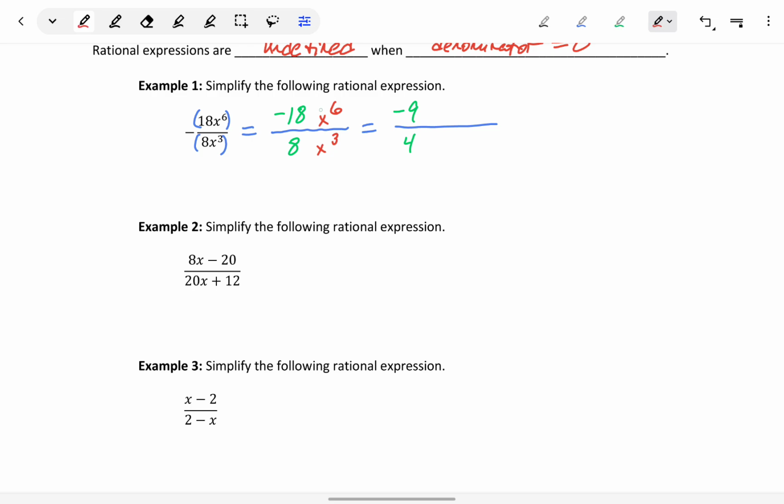And then we can reduce the variable component by using properties of exponents. This is the same thing as times x to the 6 minus 3 power, or what we would end up with would be negative 9 x to the 3rd over 4.